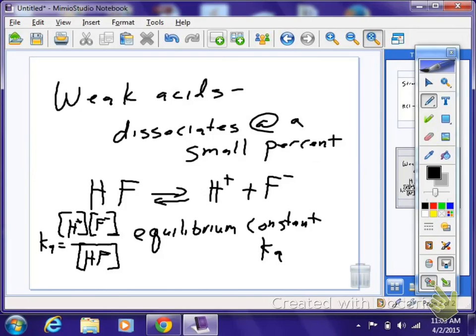You guys know how to do ICE. So I'm going to give you an initial concentration of HF, and we're going to go through a sequence of solving for H plus and fluoride ions. And then once we've solved for the hydrogen ions, we're going to introduce this concept called pH. We're going to share the pH scale with you here in a second. But a pH scale is a way to tell how strong of an acid you have. Okay? And that's where our indicators kind of come in.